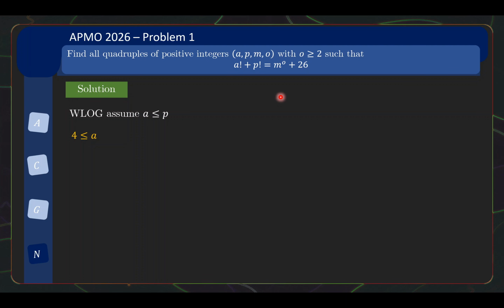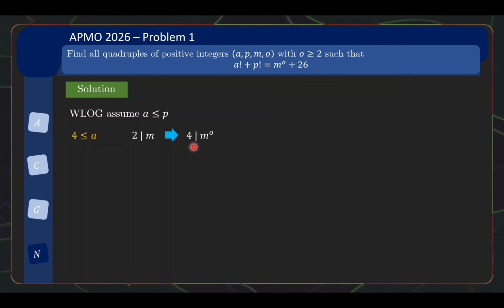And in this case, you'll already be able to see the key idea of the solution that will be used over and over again. So when A is bigger than or equal to 4, what happens? Well, A factorial is even. P is bigger than or equal to A, so P is bigger than or equal to 4 as well. So P factorial is also even. 26 is even. So 2 divides M. Now O is greater than or equal to 2, so M to the O is divisible by 4.